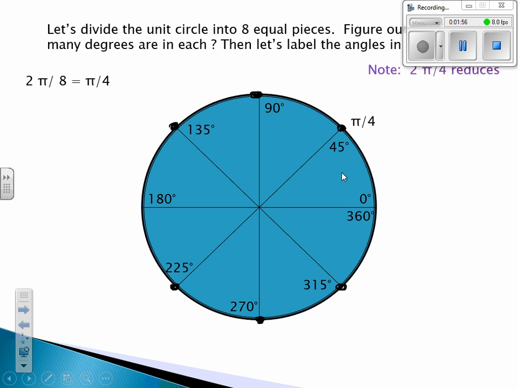Just watch first. 2 pi fourths would be next, which goes here, but it needs to be reduced. Sometimes it may be easier to go around and then go back and reduce, just so you don't make mistakes. 2 pi fourths, 3 pi fourths, 4 pi fourths reduces, 5 pi fourths, 6 pi fourths reduces, 7 pi fourths, 8 pi fourths reduces to 2 pi. So next, go through and fill out your radian degrees on your blank unit circle.